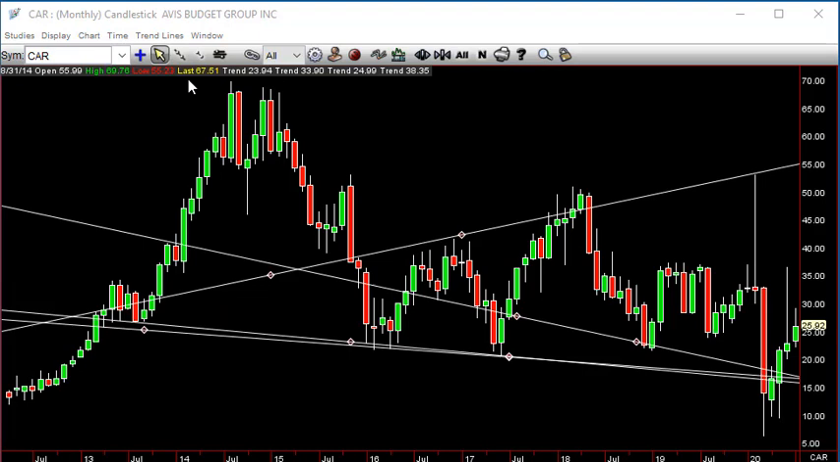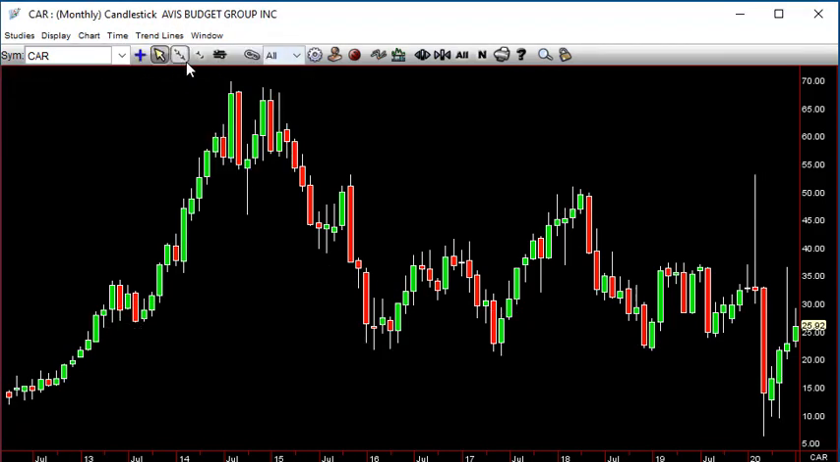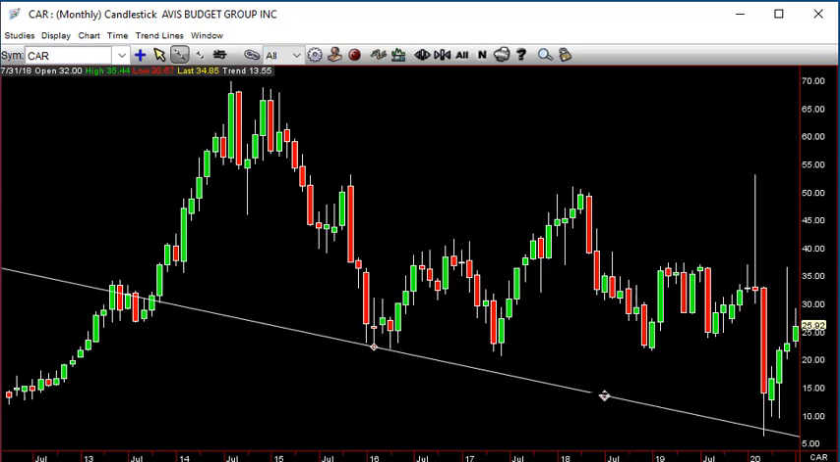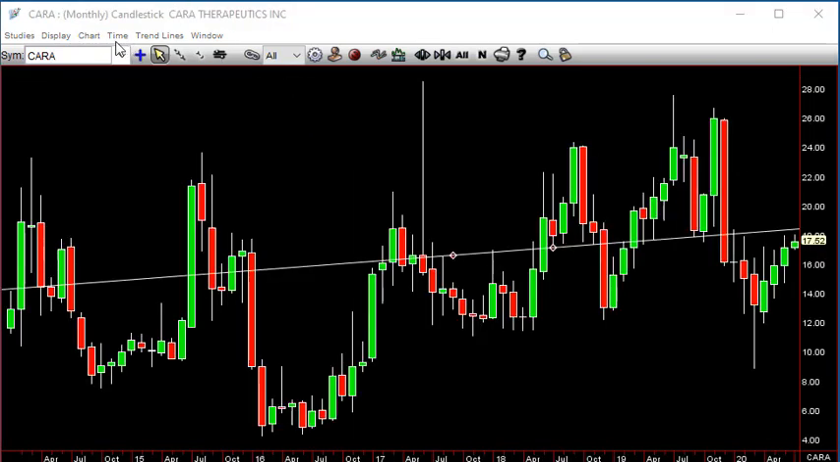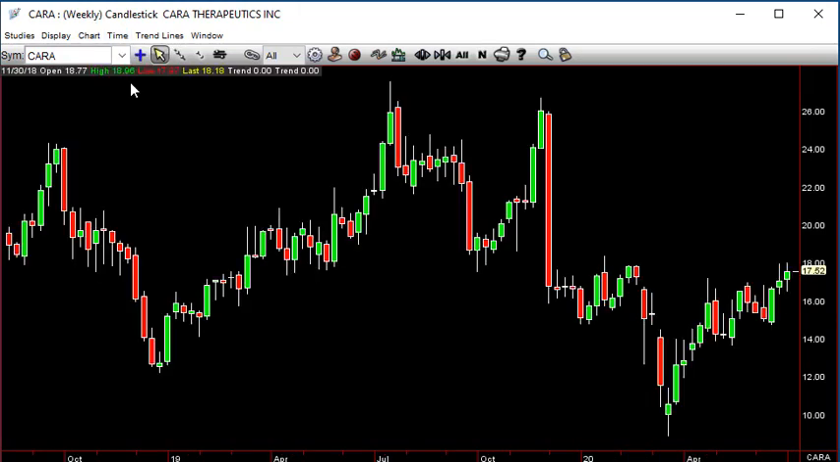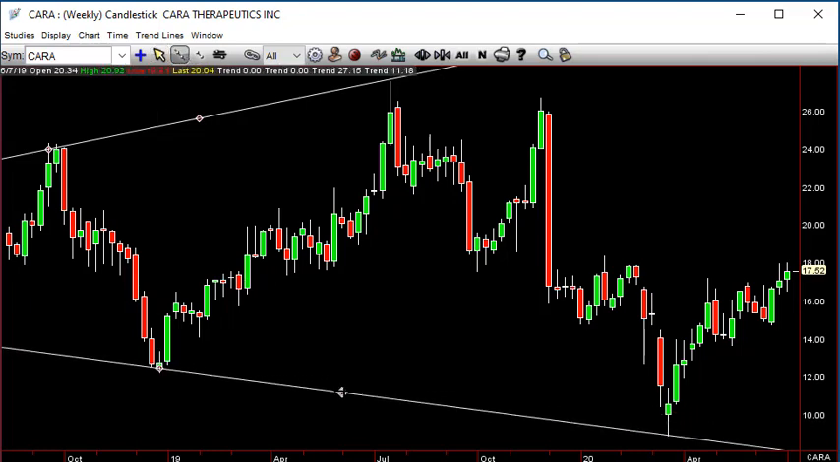Car, peak. Like so, and then 3 months, inside quarter, inside of this range. Kara, here's your reversal down here. Take out one side, back up.